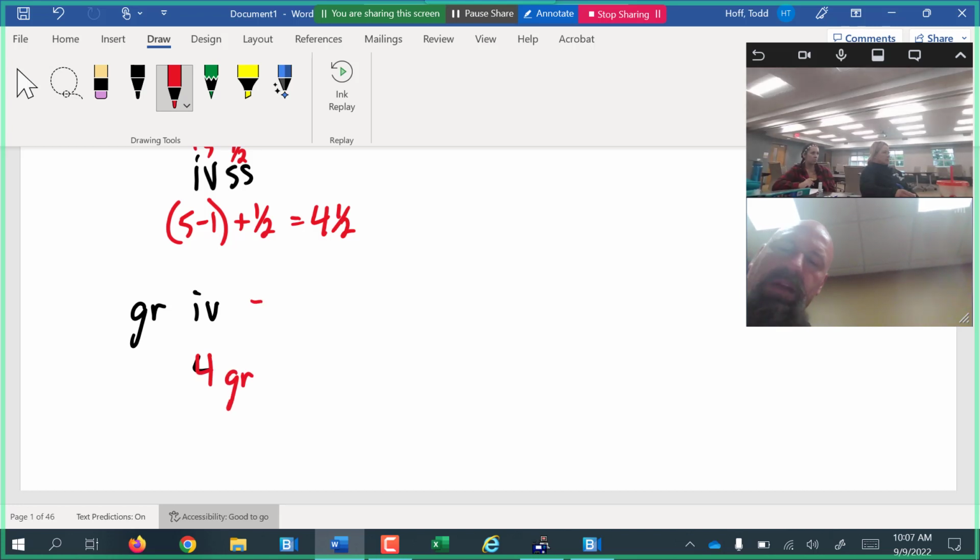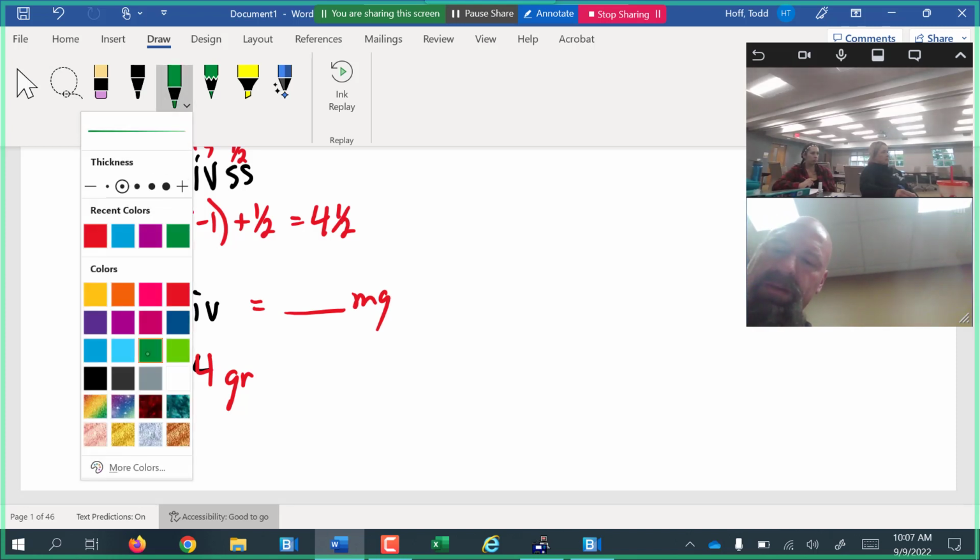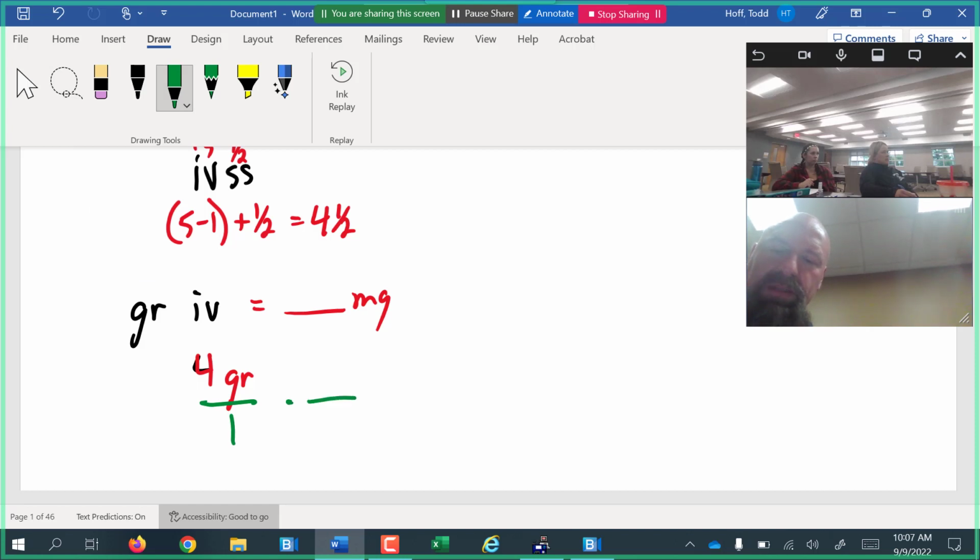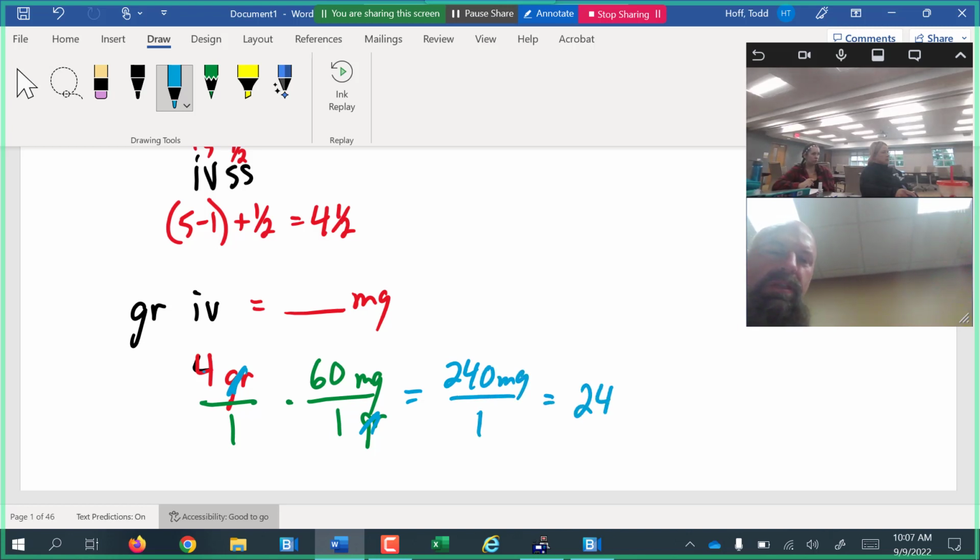And if I ask you to convert that into milligrams, we put 4 grains over 1. We're going to put grains on bottom, milligrams on top. And we know that 1 grain is 60 milligrams. So the grains cancel out. 4 times 60 milligrams is 240 milligrams. 1 times 1 is 1. So that GRIV is 240 milligrams.